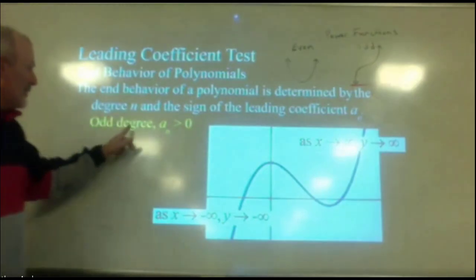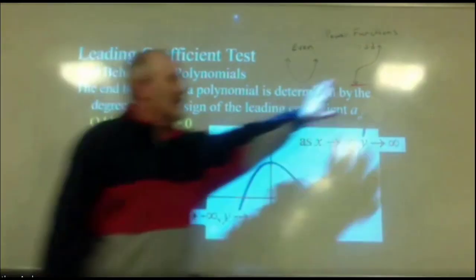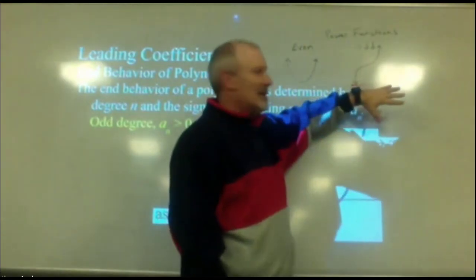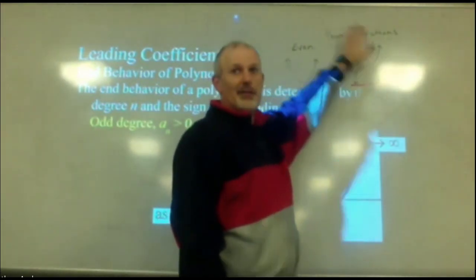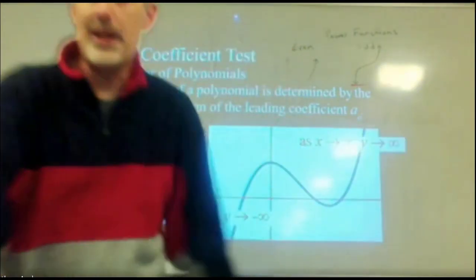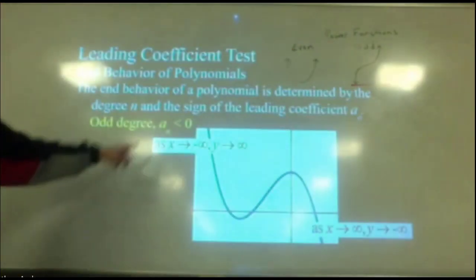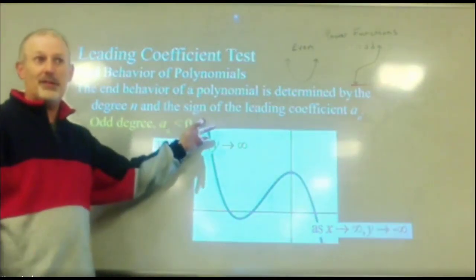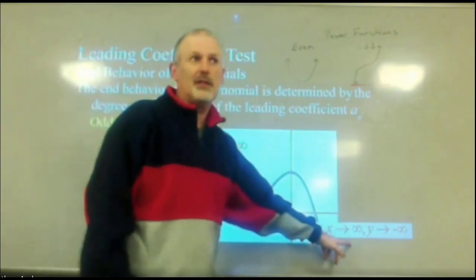So if we think about that, the odd degree looks like this, but what happens if we flip it? Do we see now it would be up over here on the left and down over on the right if it gets flipped? And that's exactly what happens. If we have a negative leading coefficient, now it gets flipped and it's up on the left and down on the right.